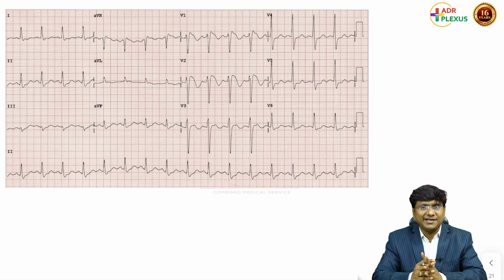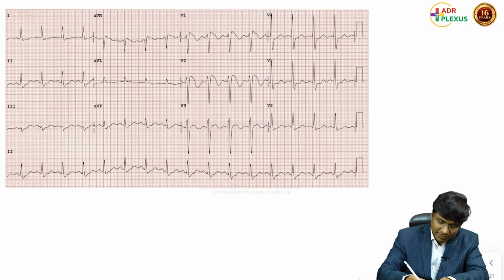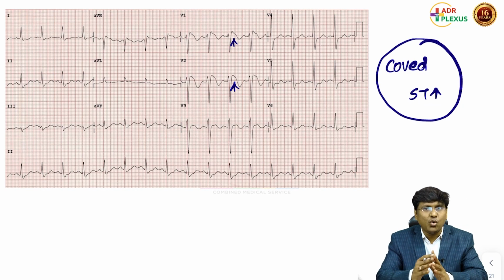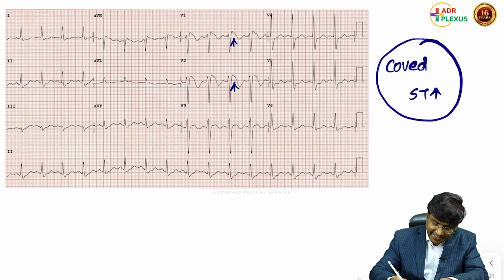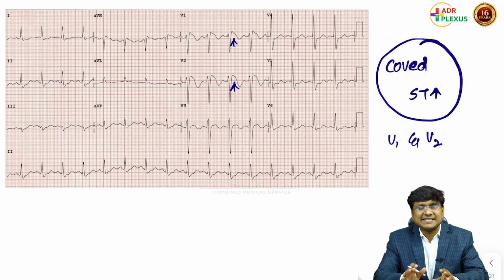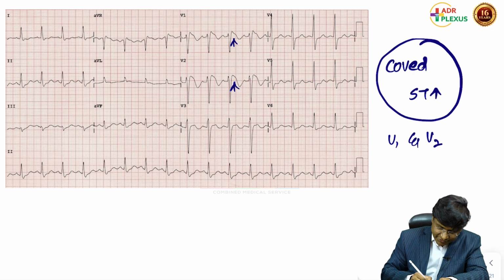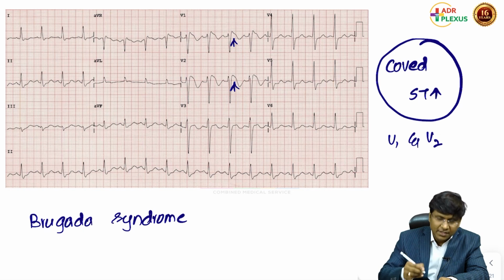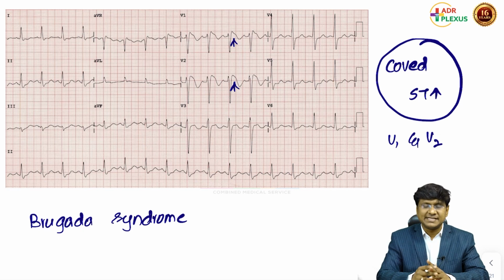Yes, you see this particular ECG here. In this ECG, you are having curved ST segment elevation mainly in lead V1 as well as V2. This curved ST segment elevation in V1 and V2 is very much suggestive of Brugada syndrome. And Brugada syndrome is a sodium channelopathy. These patients are at increased risk of VT as well as VF causing sudden cardiac death.